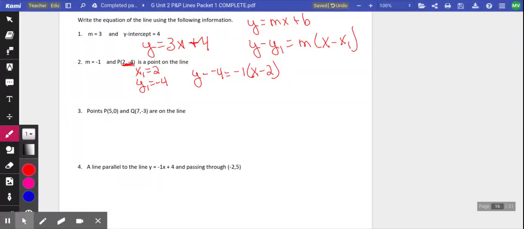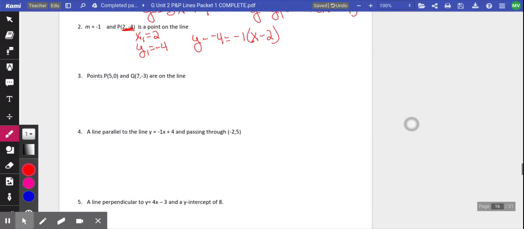Now the tricky part is on number 3, they didn't give me a slope. So since they didn't give me a slope, I need to find the slope first. So please pause and find the slope. So hopefully you paused and found the slope. So slope is y2 minus y1 over x2 minus x1. So that's going to be -3 minus 0 over 7 minus 5. So that's -3 halves.